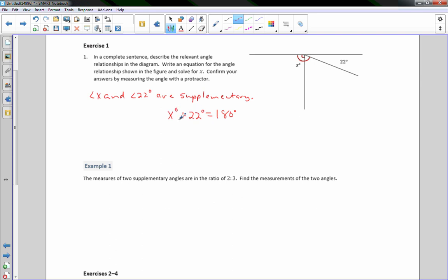22 is being added to it. The inverse of addition is subtraction. So we are going to subtract 22 from both sides. These cancel, they're additive inverses. And we get x degrees equals 180 minus 22, which is 158 degrees.